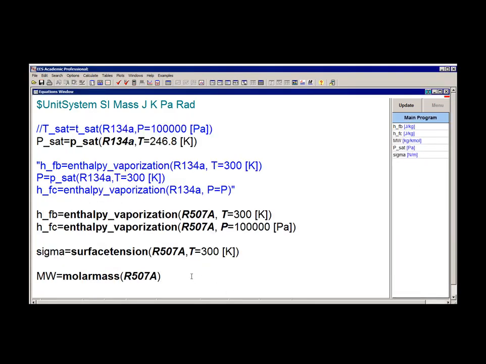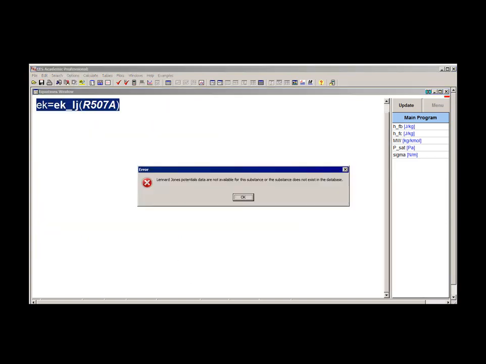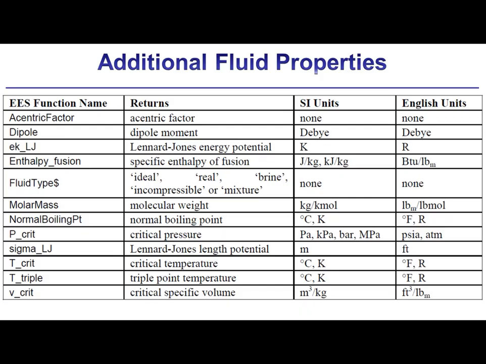There are some functions like the Lennard-Jones energy potential that aren't applicable for a mixture, so you can't use that one for a mixture. Other functions in this table provide characteristics of the vapor dome, so critical temperature, pressure, and specific volume, triple point temperature, and the normal boiling point and enthalpy of fusion are all characteristics of the vapor dome.